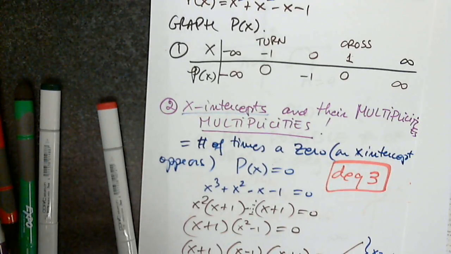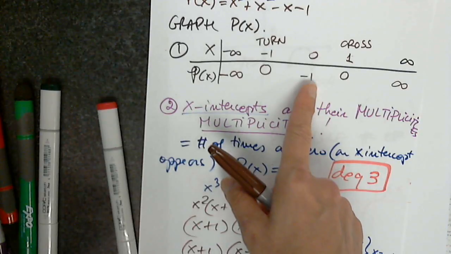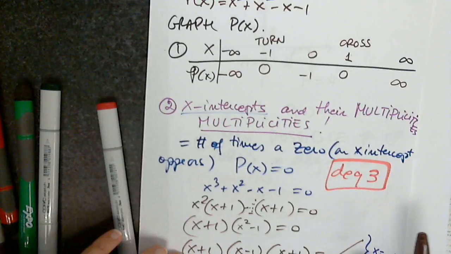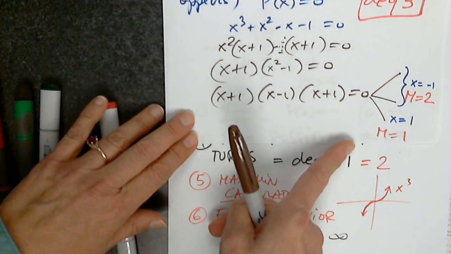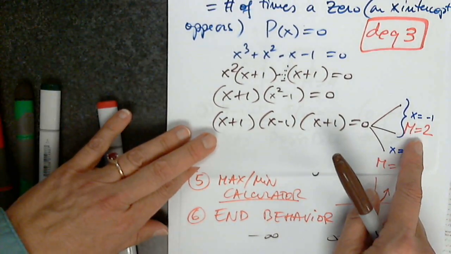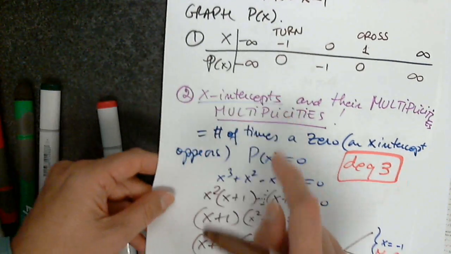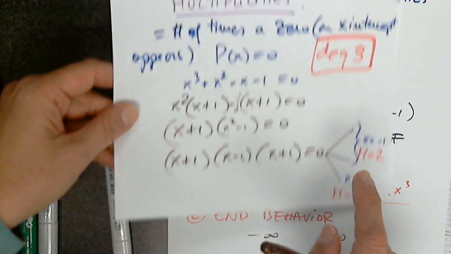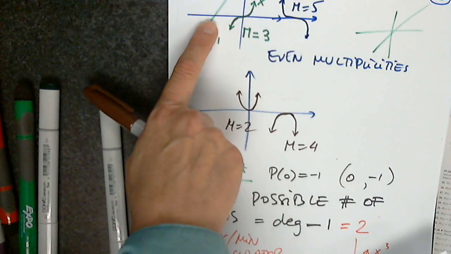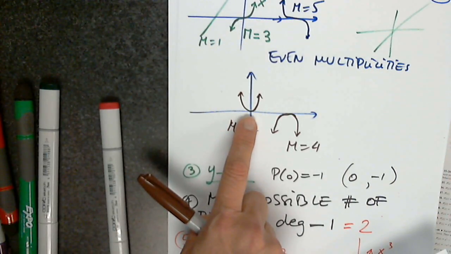You said it turns at negative 1, 0, and then it crosses the y-axis at 0, negative 1. Yes. And then it crosses the x-axis at 1. We determine the x-intercepts; we have 2 x-intercepts. At negative 1, we have multiplicity 2. That's why it's a turn. At x equals 1, multiplicity is 1. That's why it's a cross. Multiplicity 1, it's a cross. Multiplicity 2 is a turn.